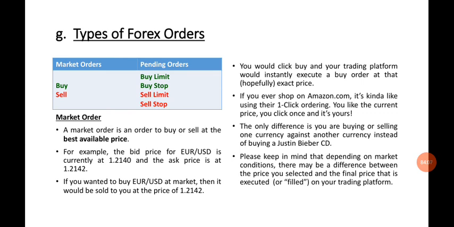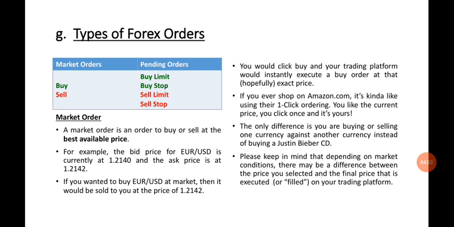For example, the bid price for Euro US dollar is currently at 1.2140 and the ask price is at 1.2142. If you wanted to buy Euro US dollar at market, then it will be sold to you at the price of 1.2142. You will click buy and your trading platform will instantly execute a buy order at that hopefully exact price.